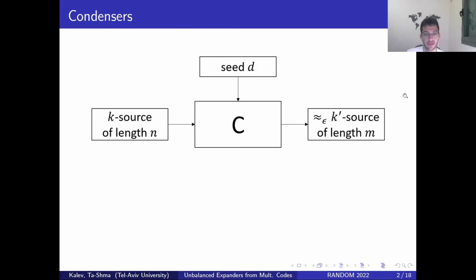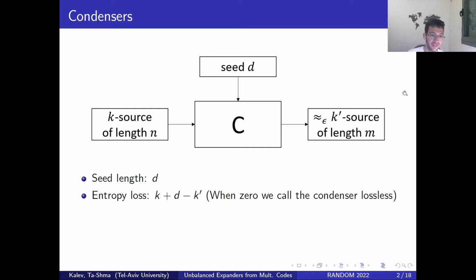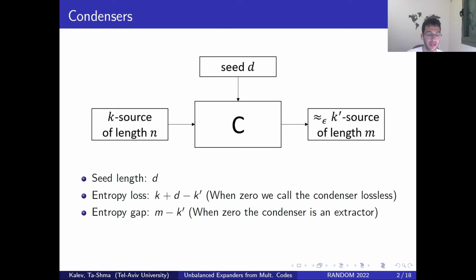A condenser has three main parameters which we are interested in. The seed length, obviously the less the better; we don't want to give it more randomness than necessary. The entropy loss, k plus d minus k', which measures how much of the entropy we lose in this process. When this is zero, we call the condenser lossless. And finally, the entropy gap, m minus k', which measures how dense the output random variable is in its world. When this is zero, the condenser is just an extractor.